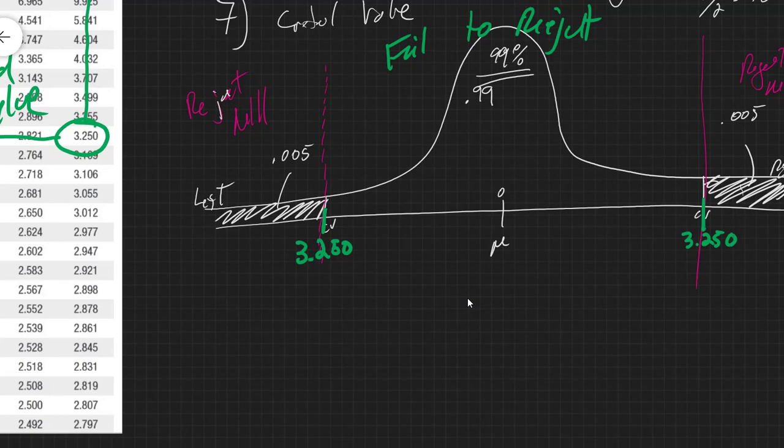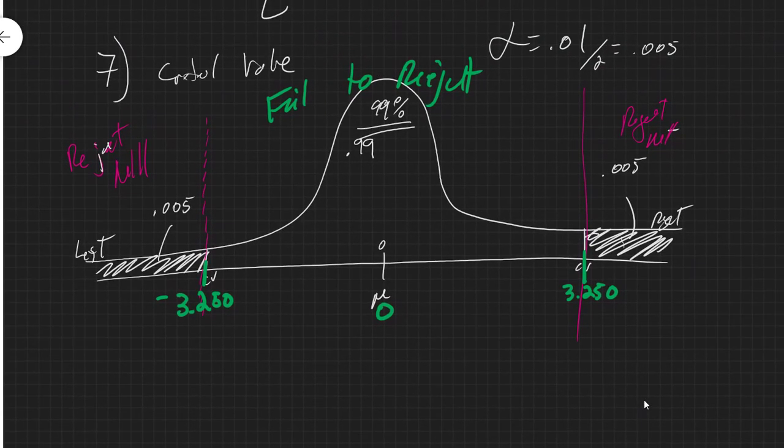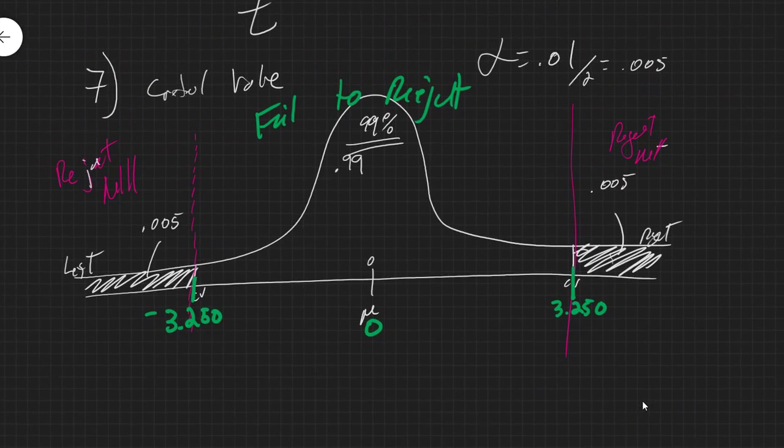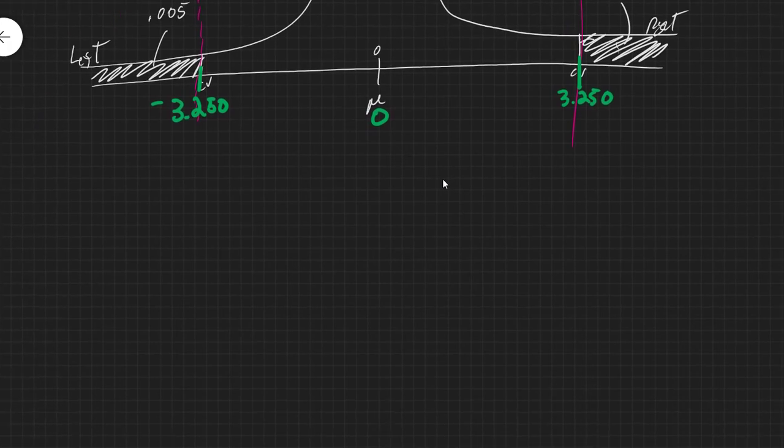3.250 is our t. Obviously this one is negative and the other one is positive, because our mu is always 0. And that sets up our critical value tables. Matter of fact, this is a good chart. We're going to keep this and we're just going to use it again.